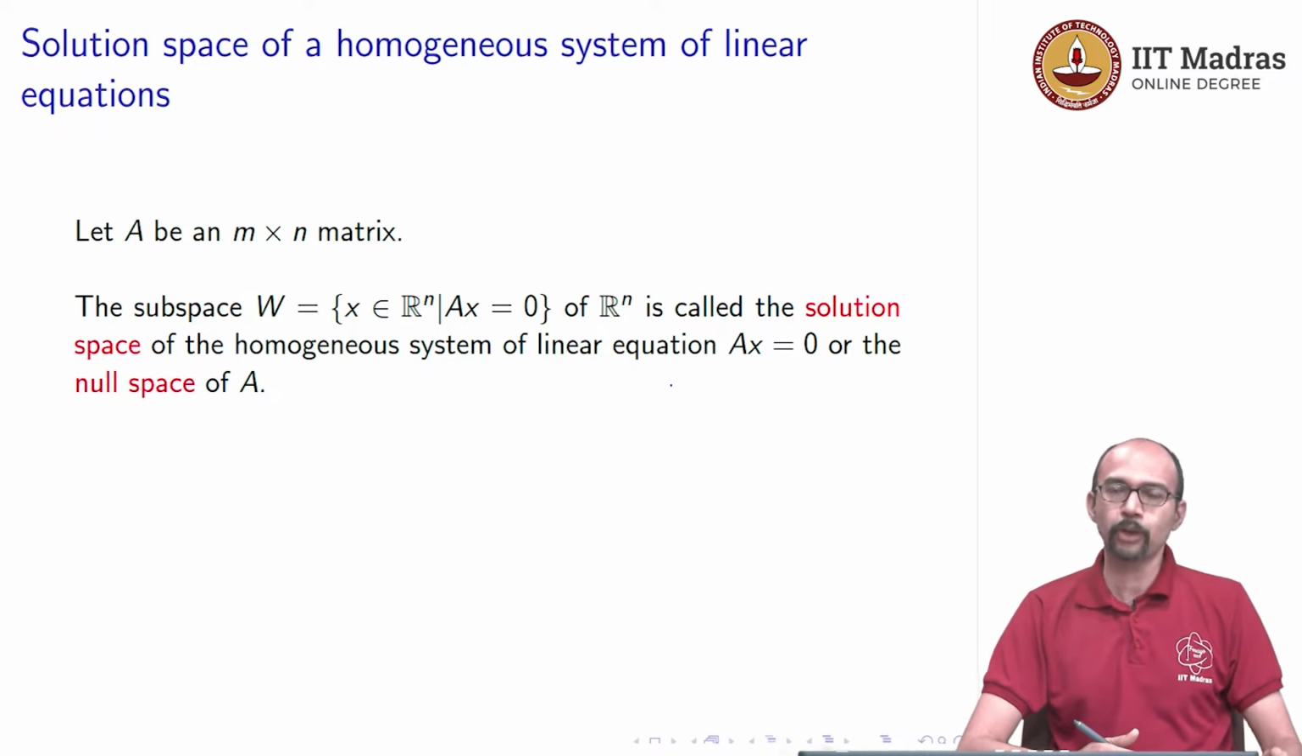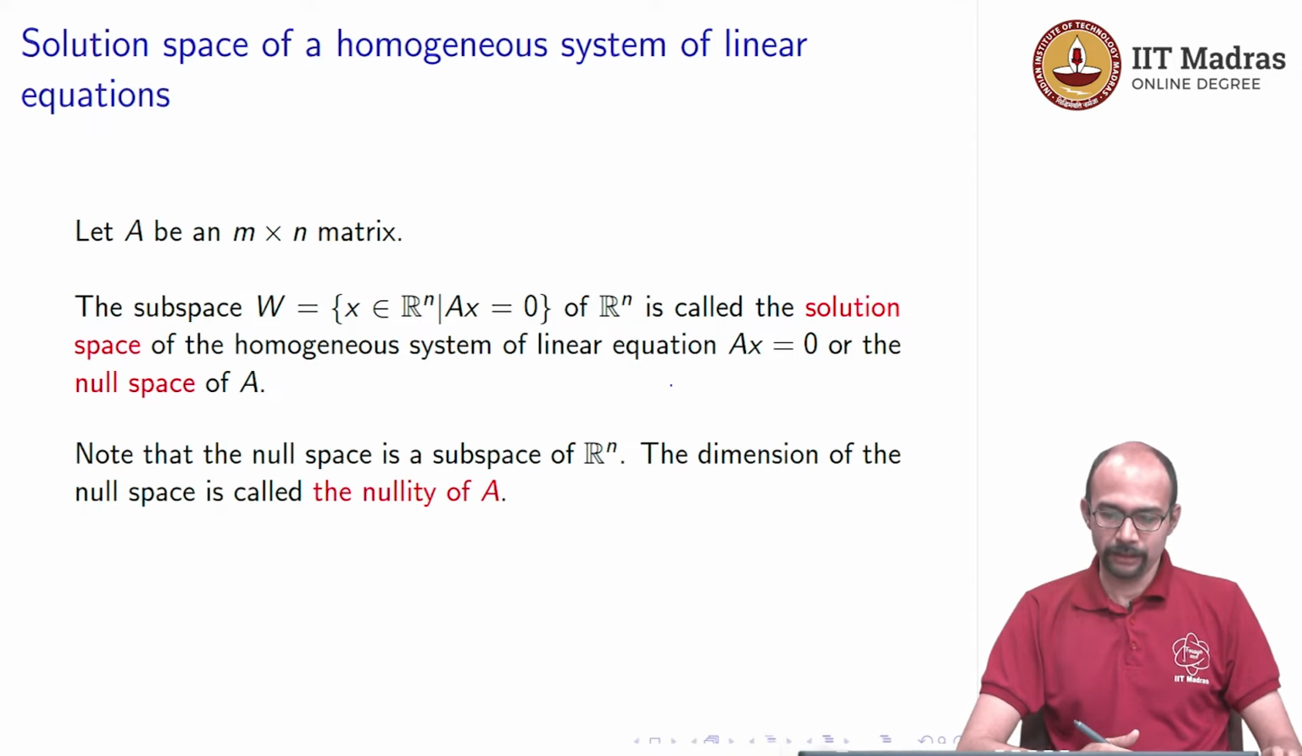Why null? Because we are finding those vectors x such that Ax equals 0. As we know, null is another name for 0. Fine. So, note that the null space is a subspace of Rn. The dimension of the null space is called the nullity of A.